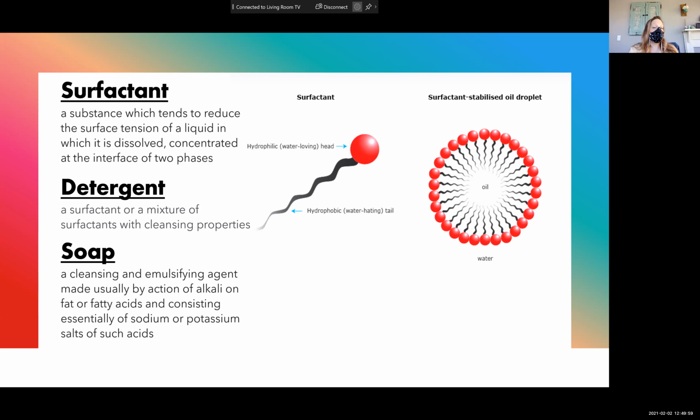And then soap is different in that it's a cleansing and emulsifying agent, usually made by the action of alkali on fatty acids and consisting essentially of sodium or potassium salt. So your soap is not a detergent. It's a mixture of other stuff, and tends to have some fats, oils, that kind of business in it.